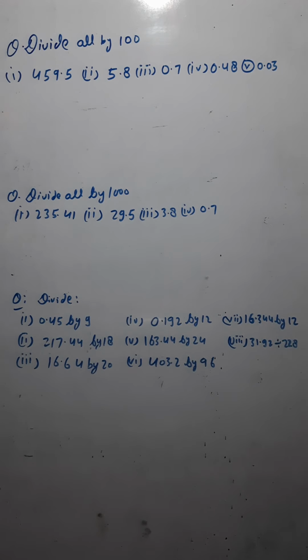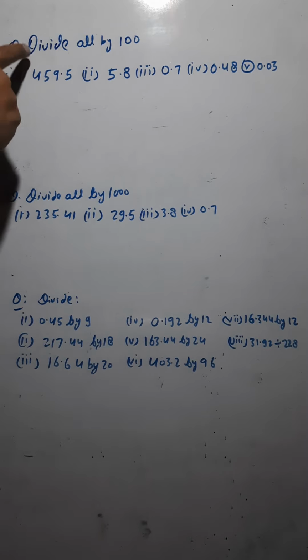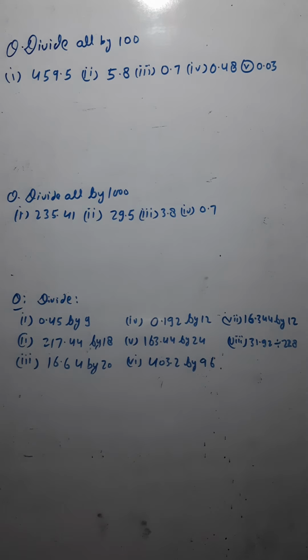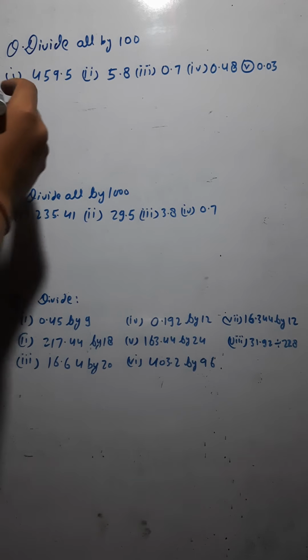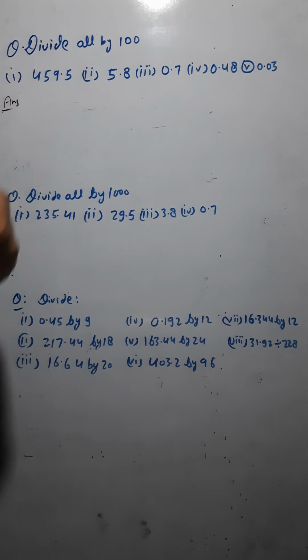Hello dear students, so today we will move ahead in this third chapter of class 7th mathematics, that is decimals. Okay, so I have some new questions for you today. The first one is: divide all by 100, meaning you have to divide all these given decimals by 100. How to divide this by 100? Now let's see. I'm doing the first one before you, the rest you have to do on your own.